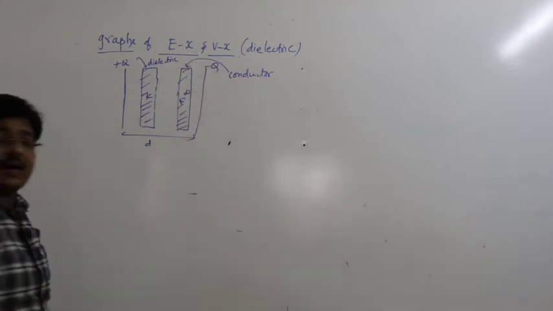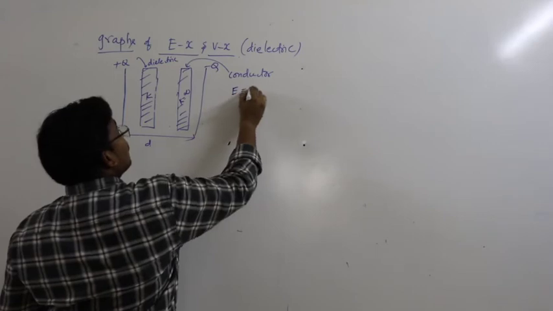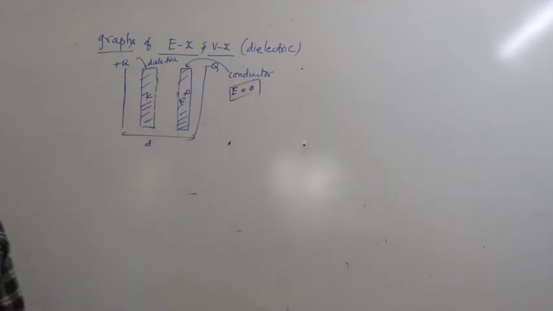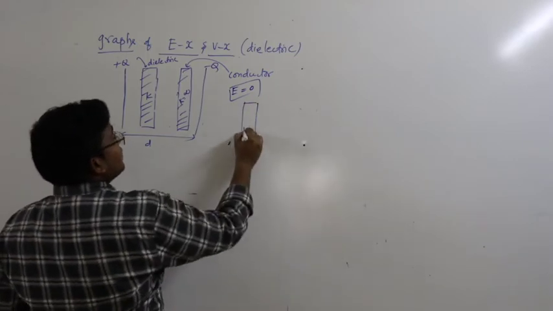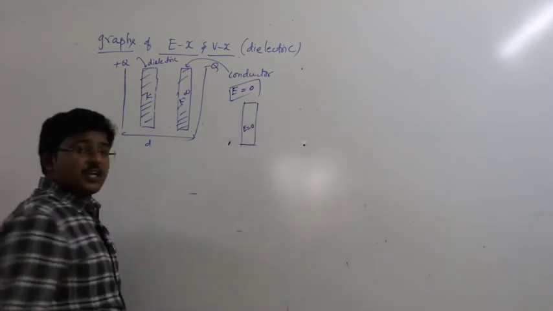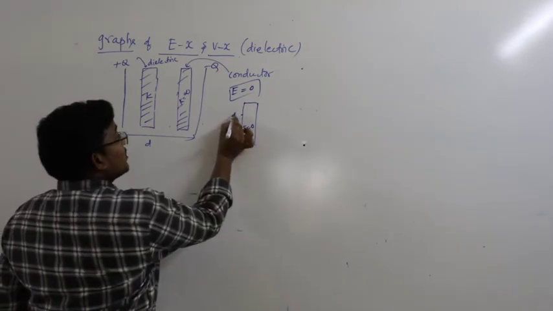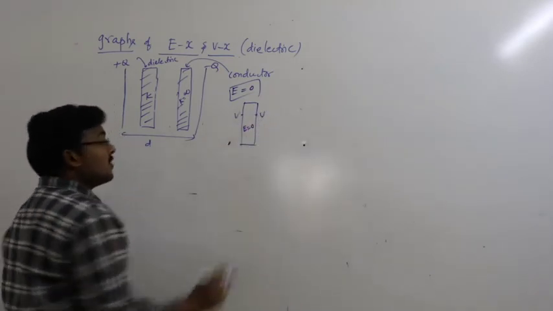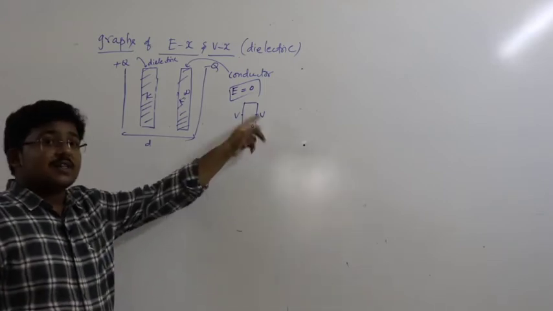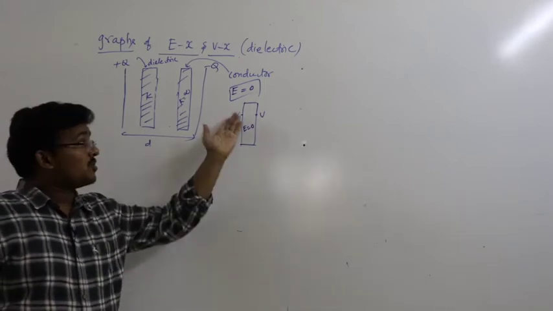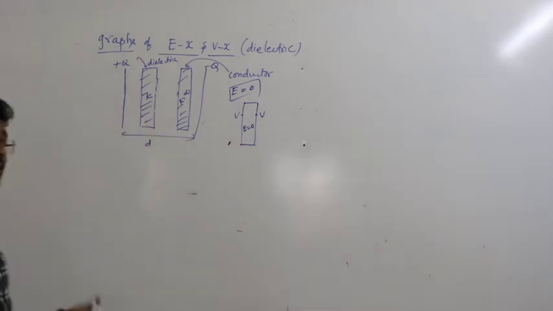And you know that in a conductor, the electric field is 0. Inside the conductor the electric field is 0. It means that if the potential here is V, then here also the potential is V, because there is no potential difference. If the potential difference is there, then electric field exists. If the potential difference is not there, electric field is 0. That is the main thing here.